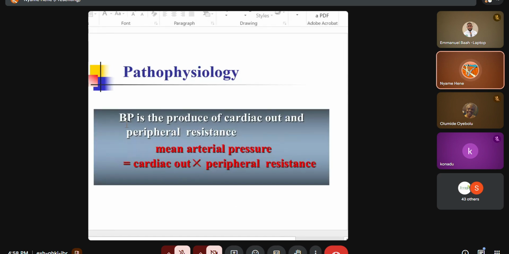So let's look at this. So BP is the product of what? Cardiac output and peripheral resistance. So then comes your question. Someone asked the question, how about the blood vessels? Now we are talking about peripheral resistance. So when we talk about hypertension, BP, it is only two things. It's about the heart and the blood vessels.